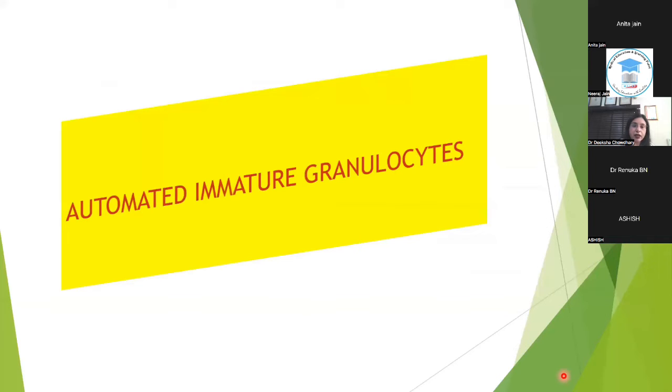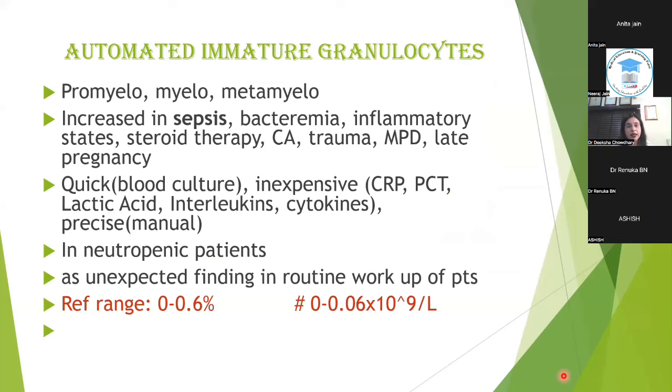Now coming to the next parameter, that is automated immature granulocytes. Now these include promyelocytes, myelocytes, metamyelocytes. They're increased in sepsis, bacteremia, inflammatory states, steroid therapy, CA, trauma, MPD, and in late pregnancies also. So this parameter for the diagnosis of sepsis is quick as compared to the blood culture.